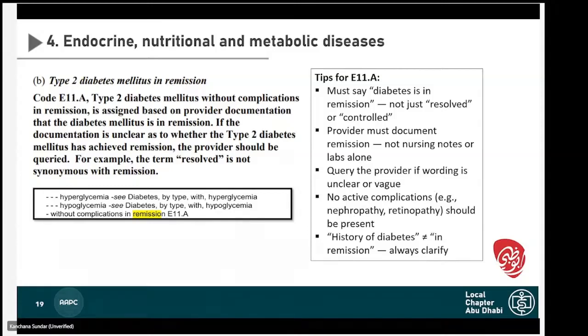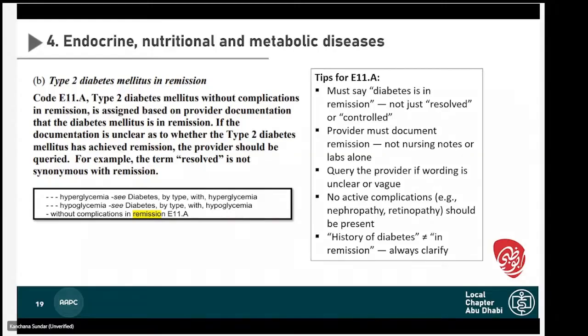I'm just moving to the tips for E11A. So diabetes should be documented as remission. Very important takeaway from the remission, and a very easy error to avoid here. Please stick with the documentation. If remission is documented, code it to remission. And that's so simple. Don't go with resolved or controlled.